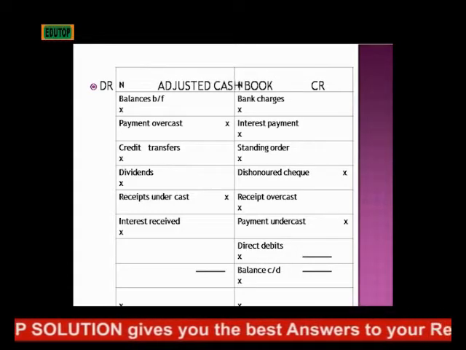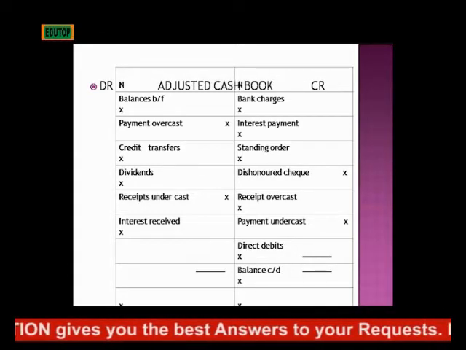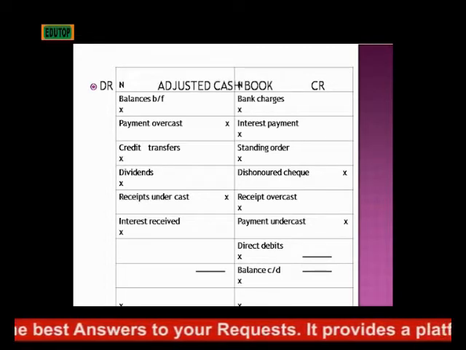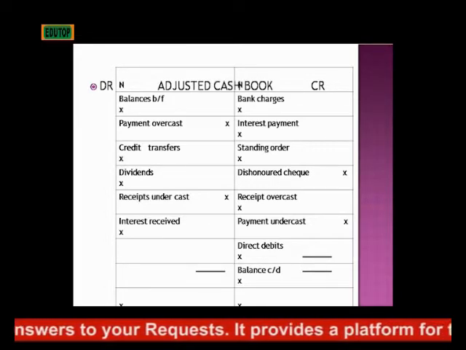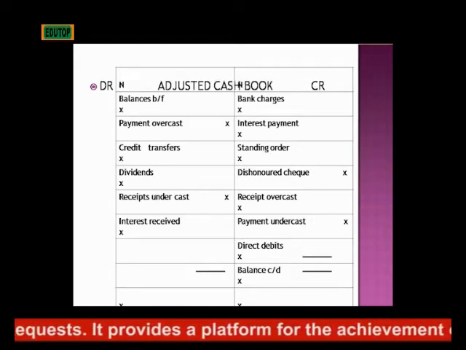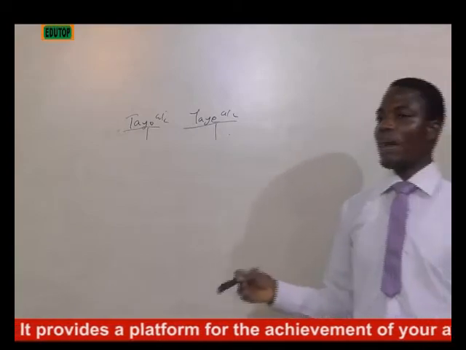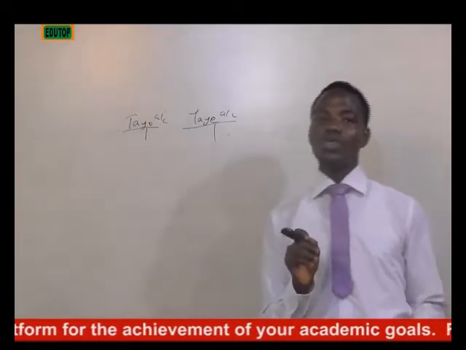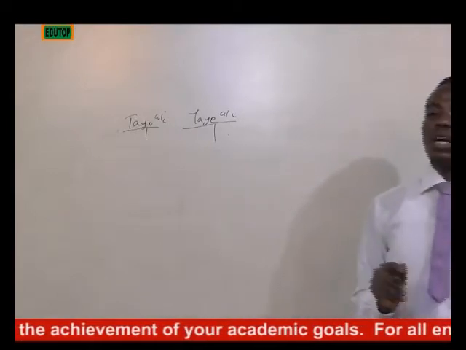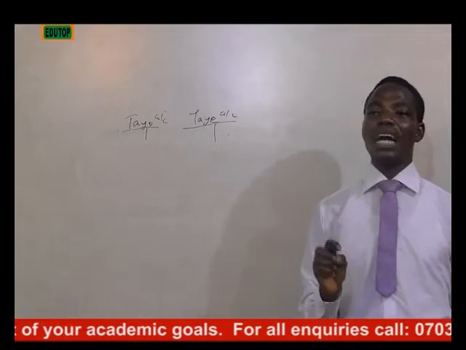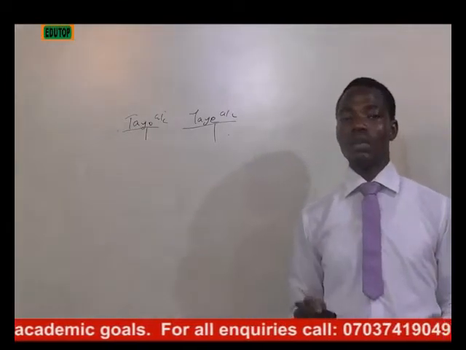So these are on the left side: you have balances, payment over cash, credit transfer, dividend, receipt under cash, and interest received. Then on the credit side we have this information. Now, another one: the format for a bank reconciliation statement. Because in the question, I want you to take note: they might ask you to prepare an adjusted cash book and prepare a bank reconciliation statement.